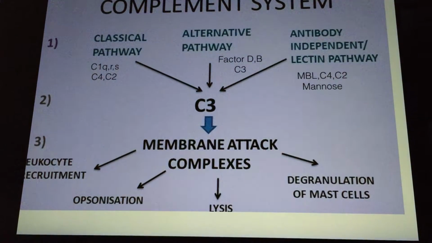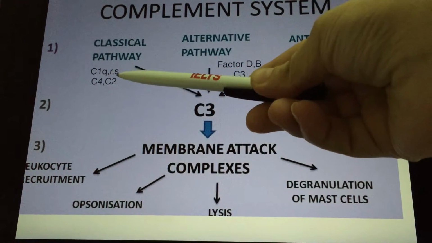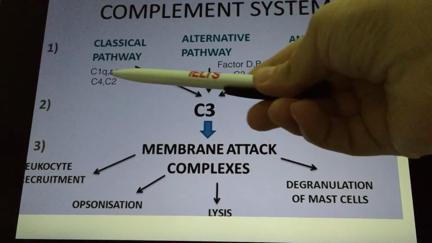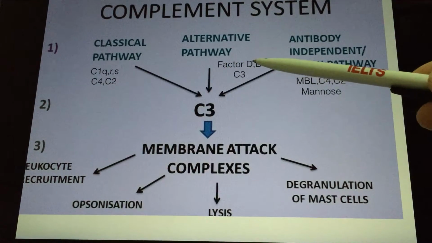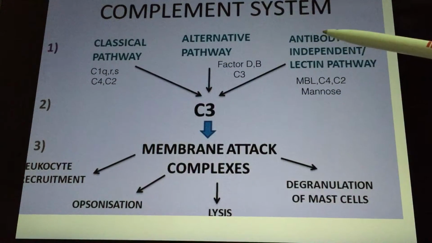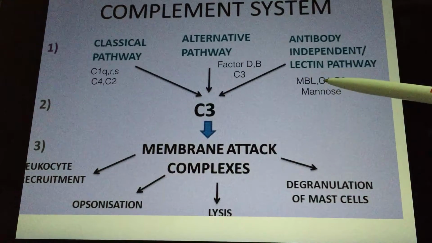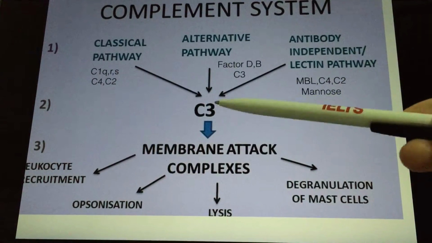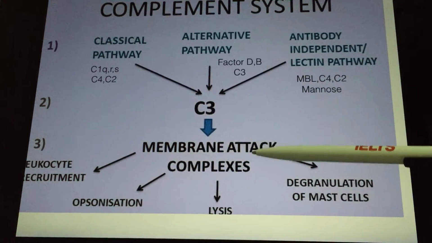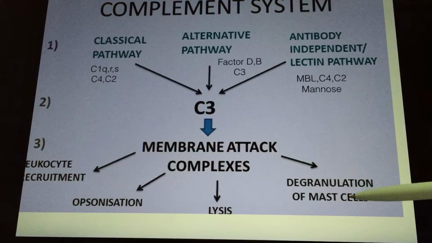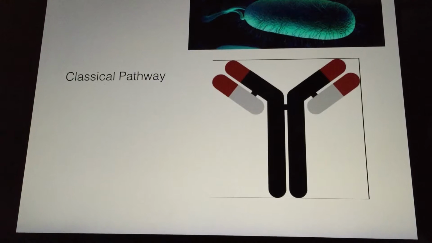different pathways. The first one, the classical pathway, which involves C1, QRS, C4, C2. Alternative, which involves factor B and D and C3. Lectin, which involves mannose binding lectin, C4, C2. And this splits C3 and stimulates the membrane attack complex to activate mast cells, lysis, or opsonization. We'll start first with the classical pathway.